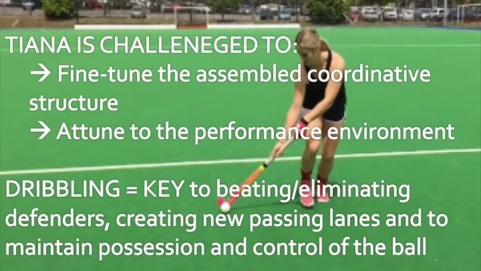She is currently at the stage that she is challenged to fine-tune the assembled coordinated structure and attune to the performance environment. Although a seemingly simple task, dribbling in essence is key to beating or eliminating defenders, creating new passing lanes, and to maintain possession and control of the ball. The key word here for Tiana is control. Tiana is unable to maintain control of the ball, and therefore the preceding tasks mentioned are practically unachievable.